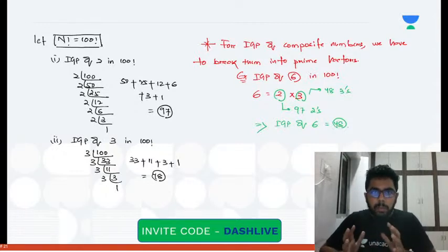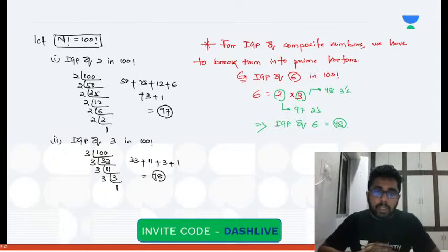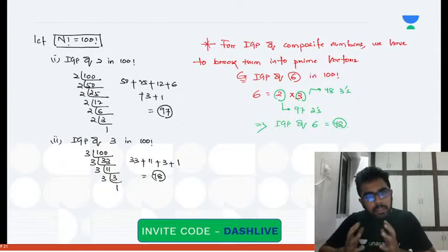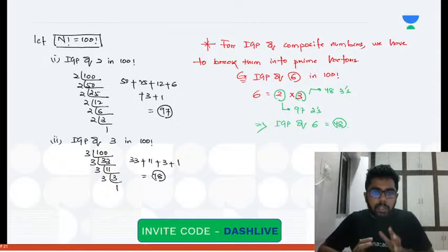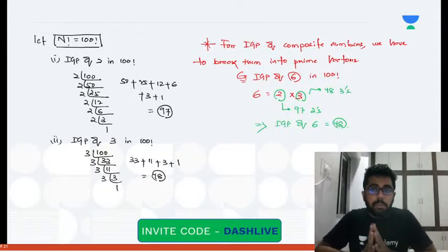Okay, for any factorial, if you want to calculate the IGP of a prime number, divide that factorial by the prime number. So the IGP of 2 in 100 factorial, I am getting it as 97. Similarly, if I want to calculate for 3, the IGP of 3 in 100 factorial, again a similar process, divide 100 by 3. And you get the IGP of 3 in 100 factorial is 48. Okay, so as I said, this method is only applicable for prime numbers.